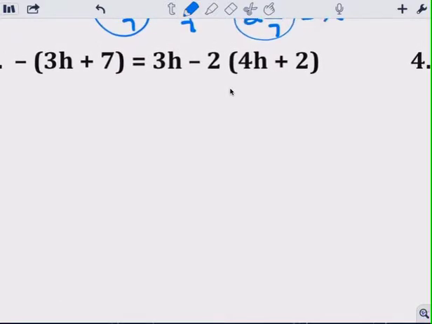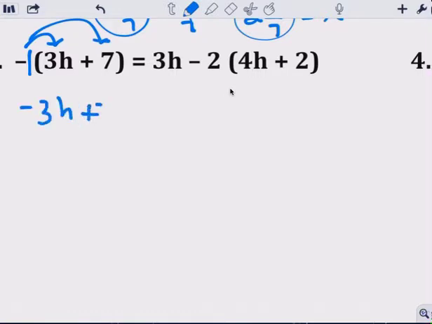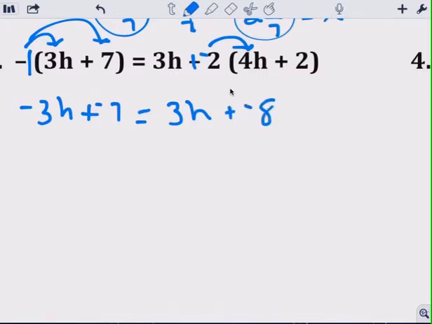Now, this one here, distribute, -1 right here, distribute, that's -3h plus a -7. Okay, that's all you can do on that side of the equation. 3h, and this gives you a negative, that's a plus negative 2, so that gives you a plus negative 8h. That gives you a negative 4.